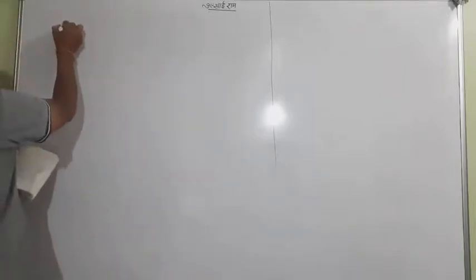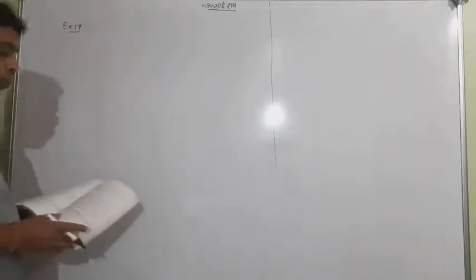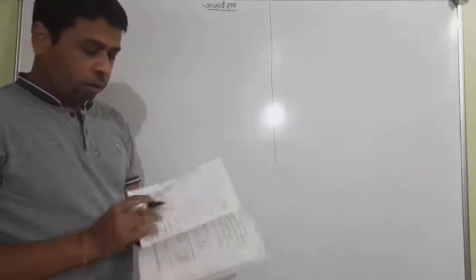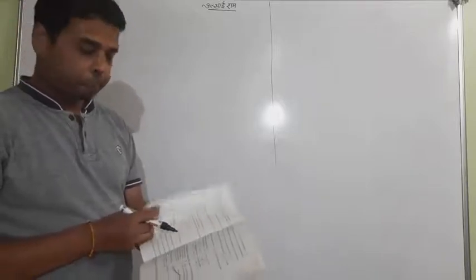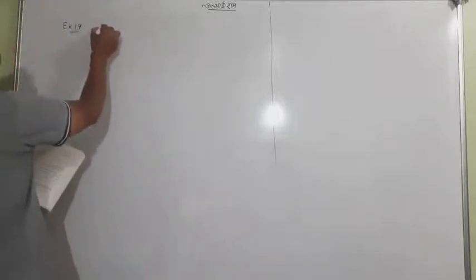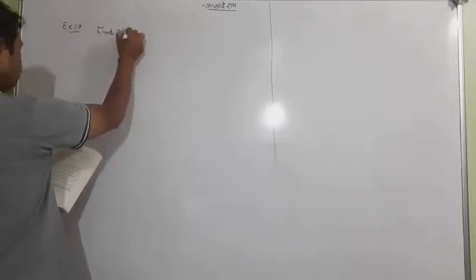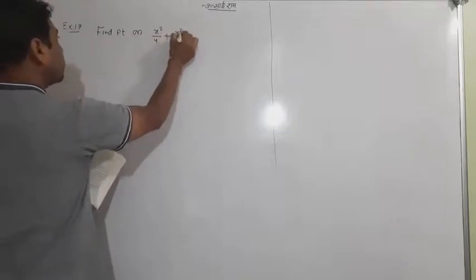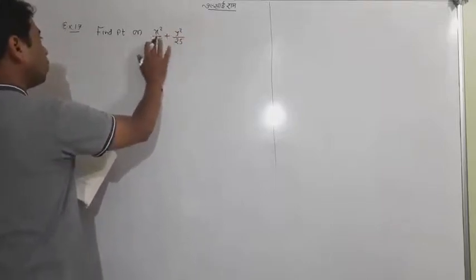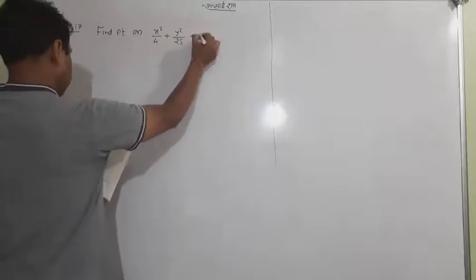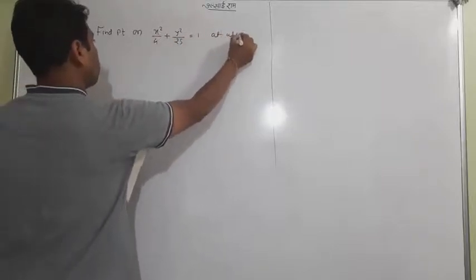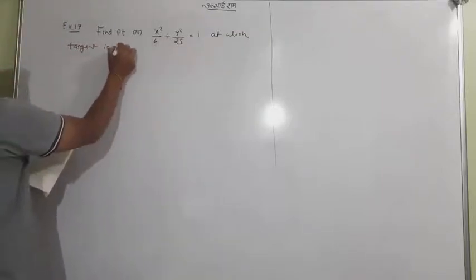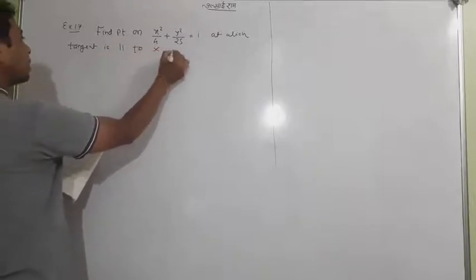Example number 17. It's a very good example. Before starting the example, I tell you that from exercise 6.3, we have question number 13, which is the same. The question says, find the point on x square upon 4 plus y square upon 25 is equal to 1, at which the tangent is parallel to x-axis.